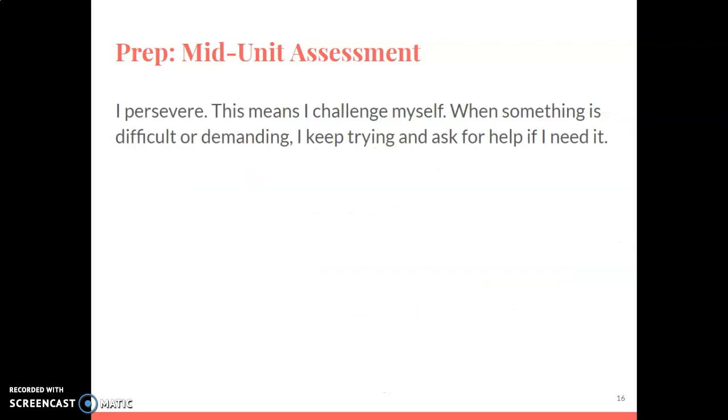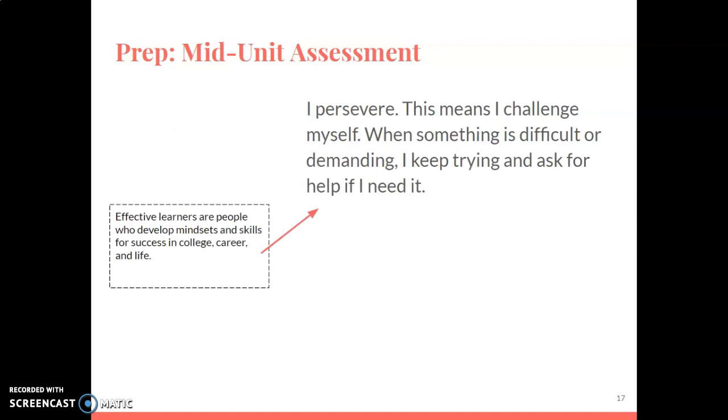Please keep in mind, I persevere. This means I challenge myself. When something is difficult or demanding, I keep trying and ask for help if I need it. Effective learners are people who develop mindsets and skills, and perseverance is one of those skills and mindsets that will help you be successful in college, career, and life, and also help you to be successful on this assessment.